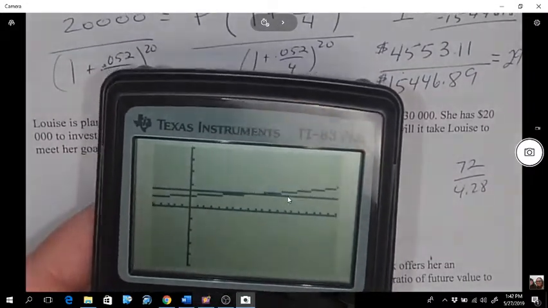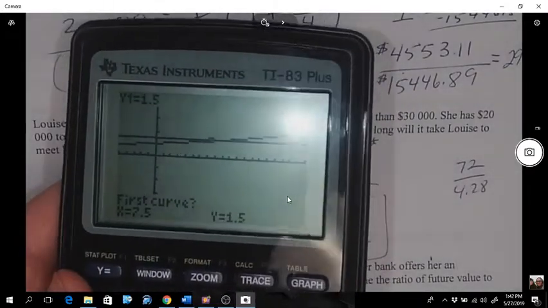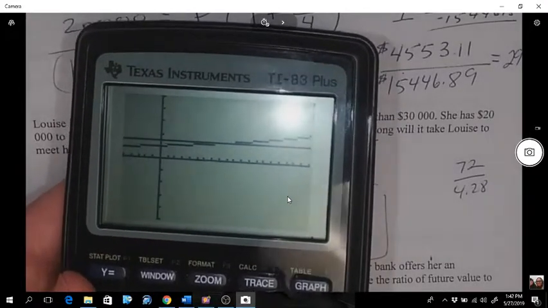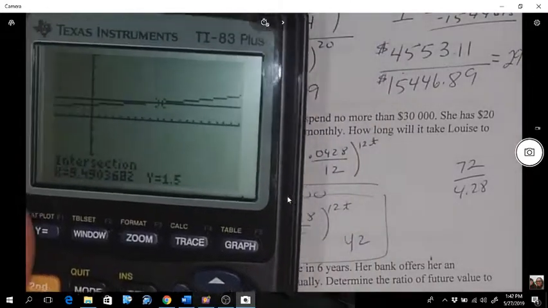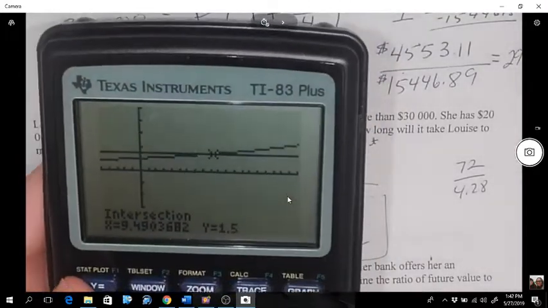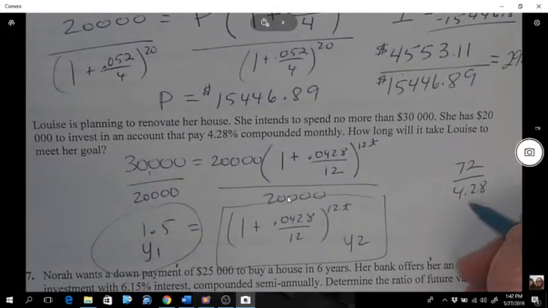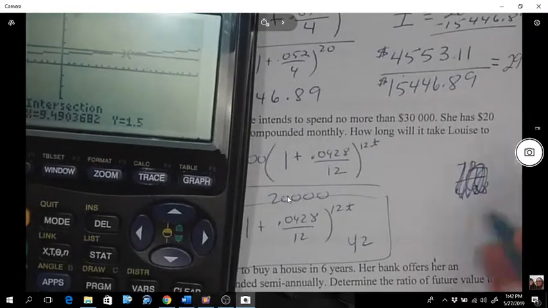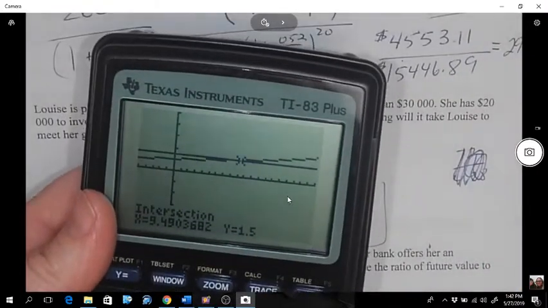So I go second, calculate, down to intersection, first curve, second curve, enter, keep pressing enter, and we get, oh, how did I get that? Sorry, that was a bad estimate before. We can't do that. It's not simple interest. Okay, so 9.5 years.